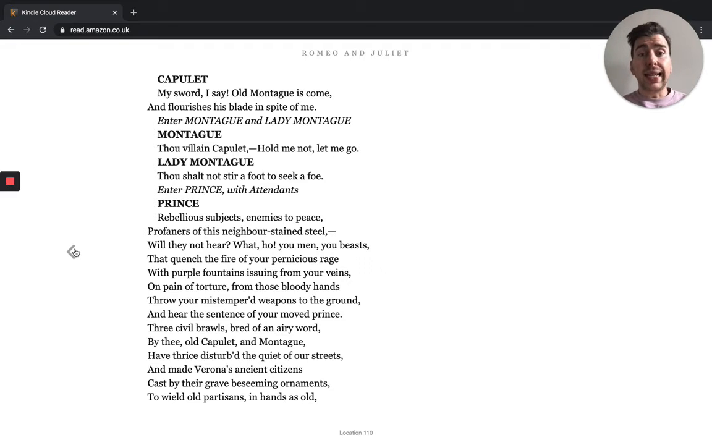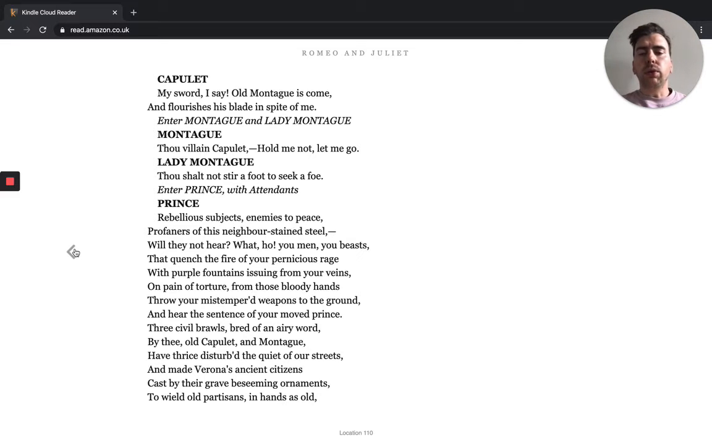Enter Montague and Lady Montague. Thou villain Capulet, hold me not, let me go. Thou shalt not stir a foot to seek a foe. Enter Prince with his attendants. Rebellious subjects, enemies to peace, profaners of this neighbour-stained steel, will they not hear? What ho, you men, you beasts, that quench the fire of your pernicious rage with purple fountains issuing from your veins, on pain of torture, from those bloody hands throw your mistempered weapons to the ground, and hear the sentence of your moved prince.